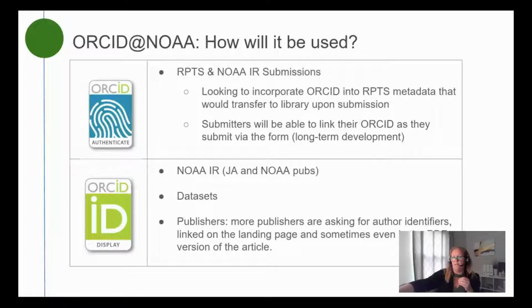This is the second part, right? This display section. On the IR, what you're going to see next to your name on that article is a little green circle with that ID next to your name, and that's the direct link to your ORCID profile. This is something that we are working to implement in the institutional repository, but in the future we're also hoping to get it set up on datasets, so anything that you have possibly archived through NCEI or something like that.